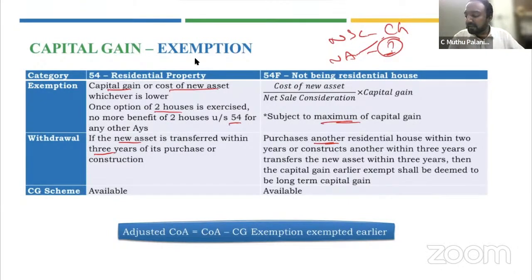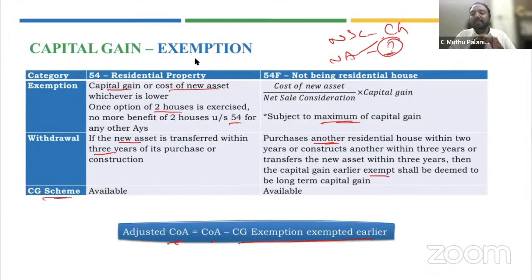So that is what they're talking about. The capital gain earlier exempt shall be deemed to be long-term capital gain. In both cases, whatever is given as exemption will be treated as long-term capital gain. And what will be my treatment? The adjusted cost of acquisition will be cost of acquisition minus capital gain exempted earlier. This is how I compute my capital gain if I am selling within 3 years from the time of claiming the exemption. Capital gain scheme is available.